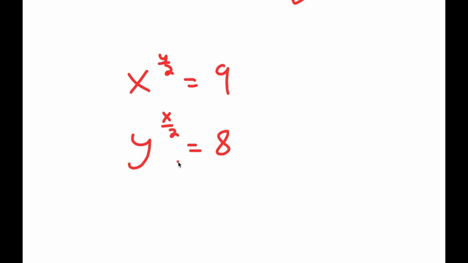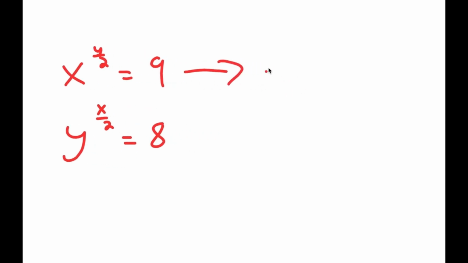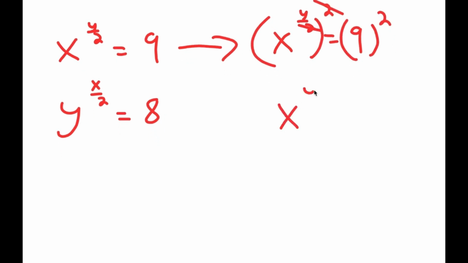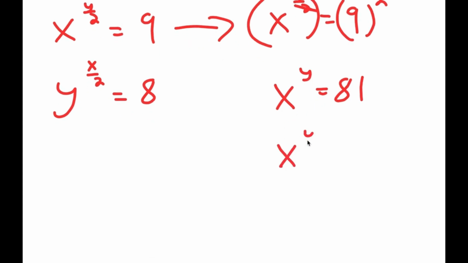So, to solve this, let's first start by solving the first equation. So x to the power of y over 2 equals 9. I can first start by taking the power of 2 on both sides. So then these two cancel out, and I get x to the power of y is equal to 81. Now 81, I can rewrite that as 3 to the power of 4.